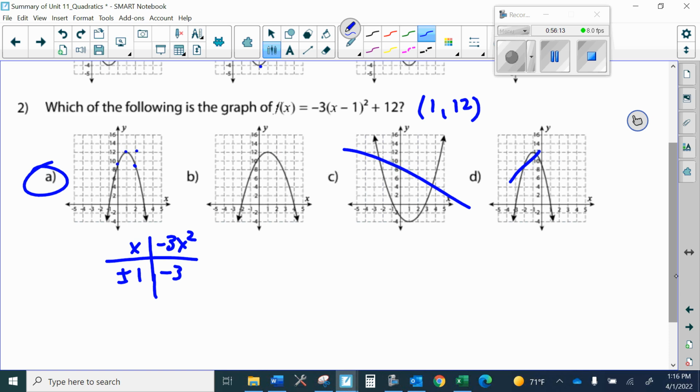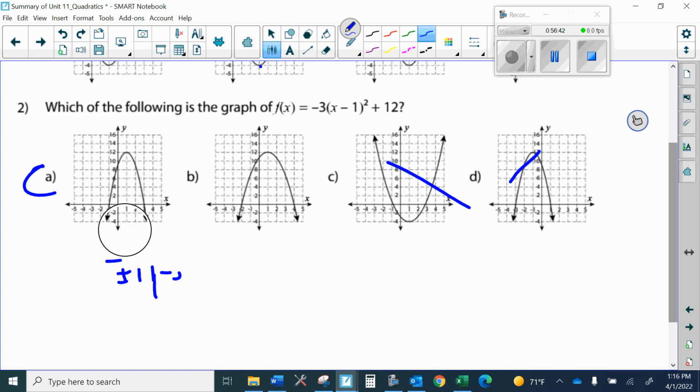Another way, if you forget that: I could see this goes through at 3, 0, right? So if I plug in 3 for x, I have to get 0 for y. See if that's true. 3 minus 1 is 2. 2 squared is 4. Times negative 3 is negative 12. Plus 12 is 0. So that works. Whereas this one was 4, and plugging 4 into there would not work. You would not get 0. So that's just another way that you can check.